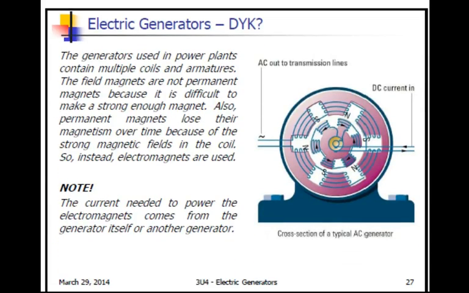Electric generators used in power plants contain multiple coils and armatures. The field magnets are not permanent magnets because it's difficult to make a strong enough magnet. Also, permanent magnets lose their magnetism over time because of the strong magnetic fields in the coil. Instead, electromagnets are used. The current needed to power the electromagnets comes from the generator itself or from another generator.